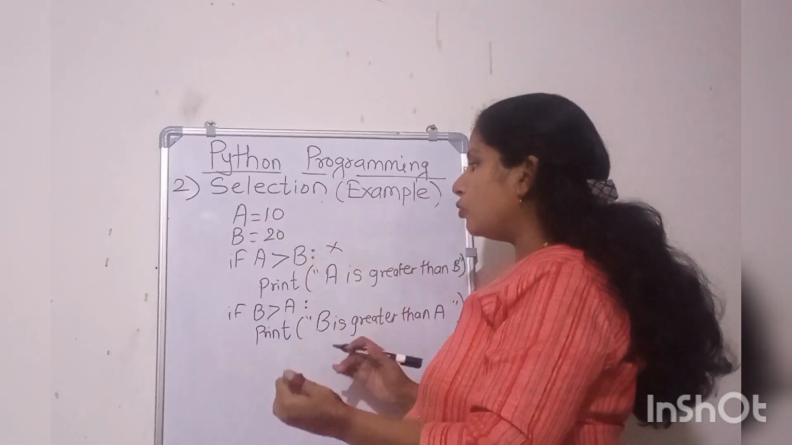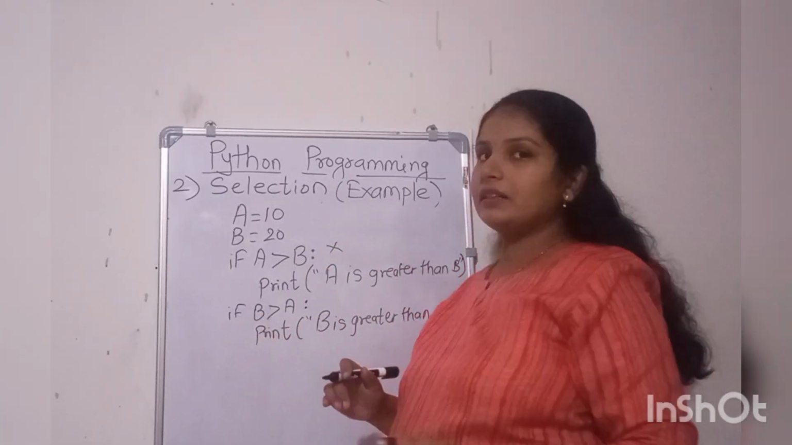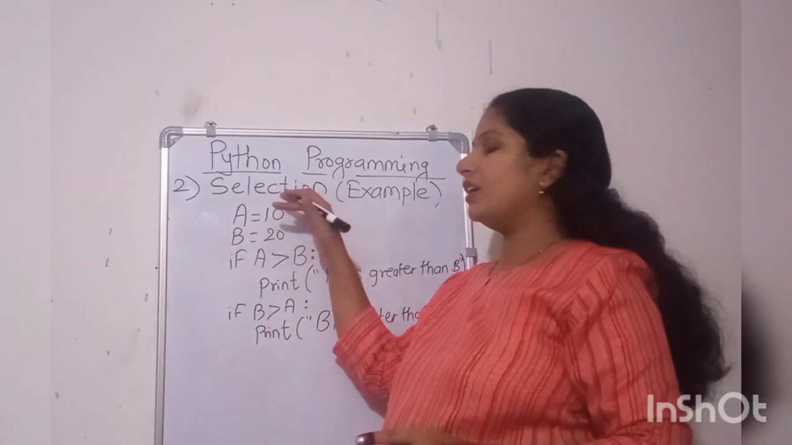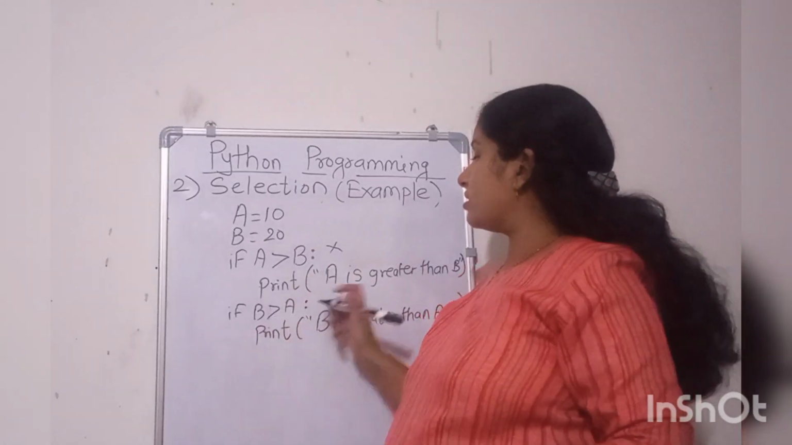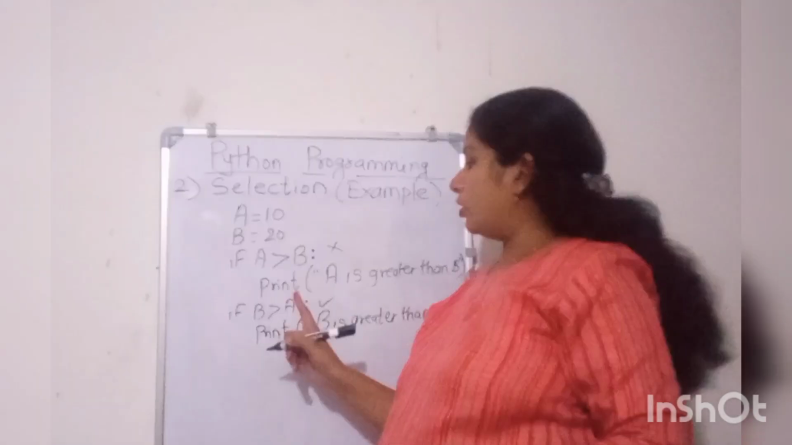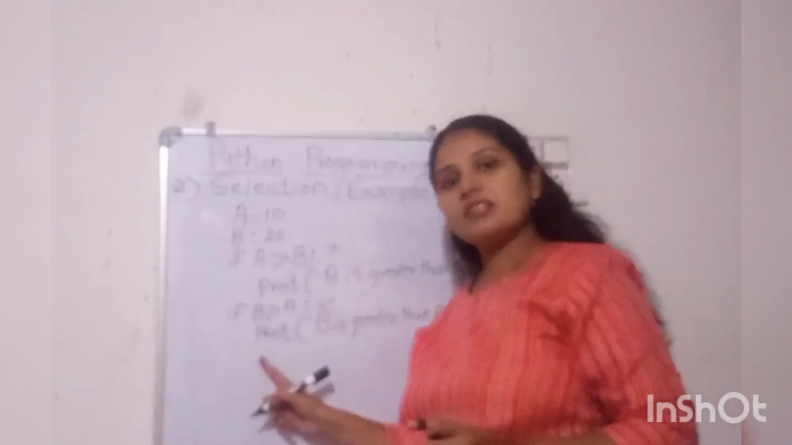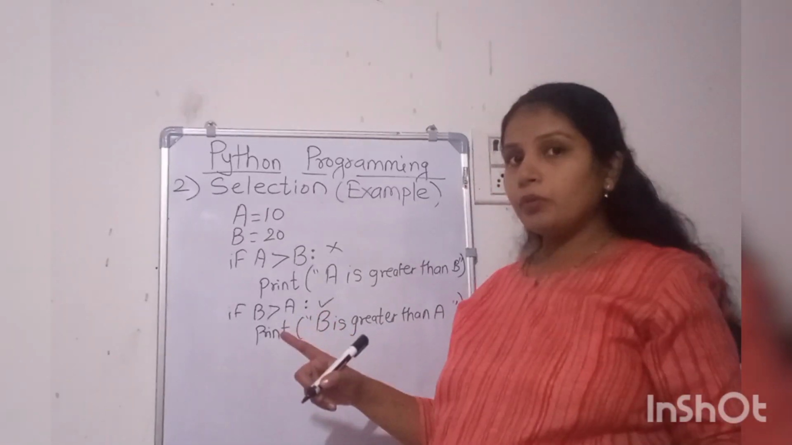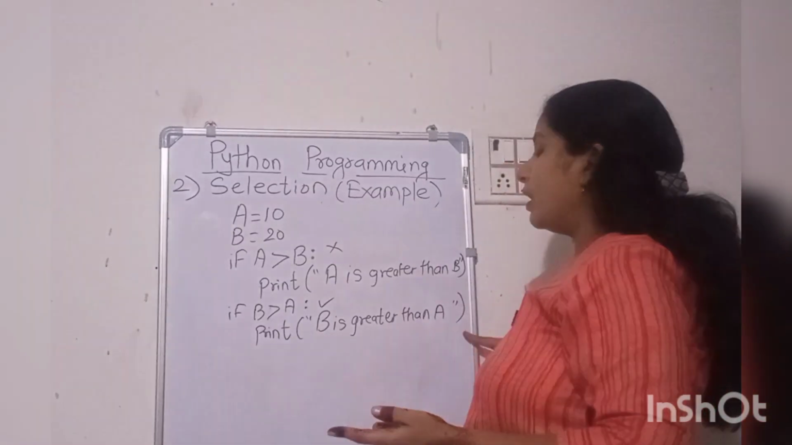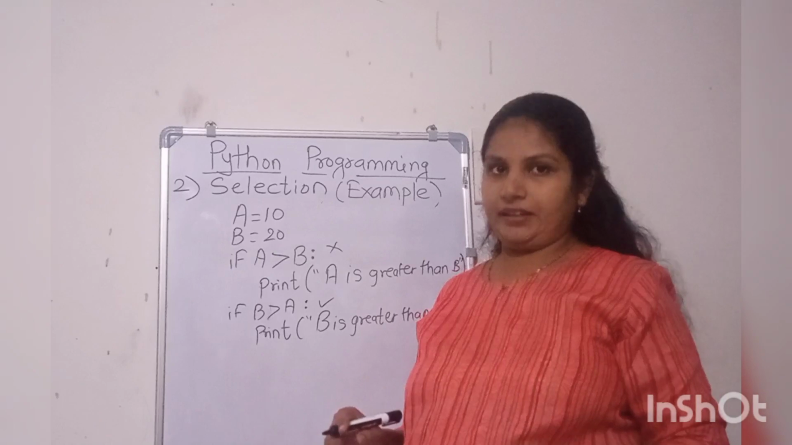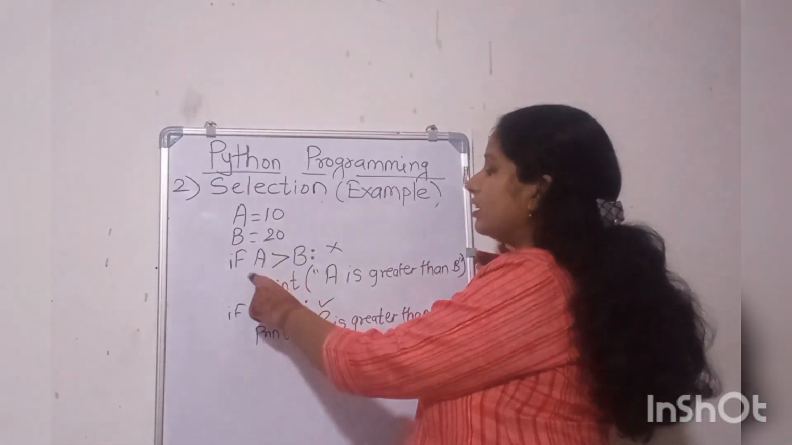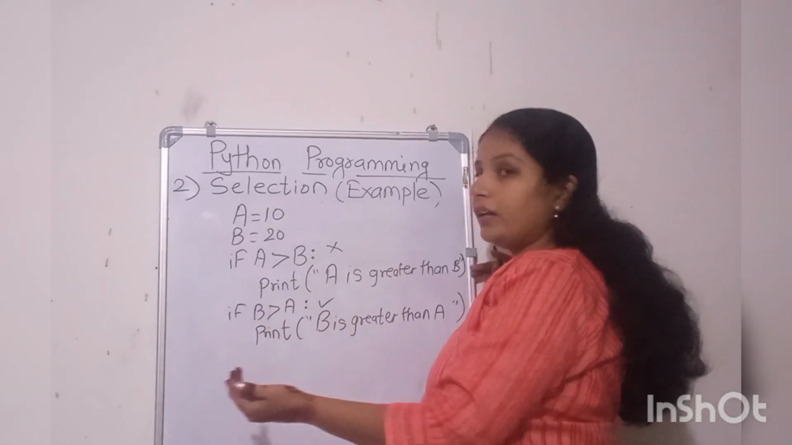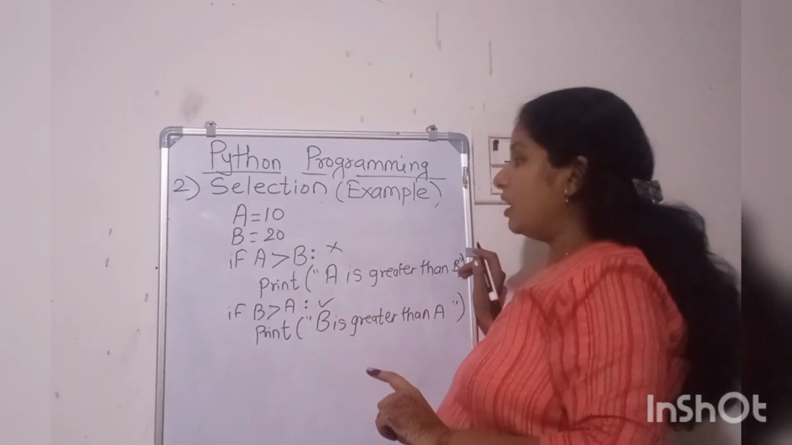Right? So you will move ahead and you will check the other condition, if B is greater than A. Now B is 20, A is 10. Yes, this condition is true. So you are going to select this action, you are going to select this statement, and in the output window your output will be B is greater than A. Okay, so these are the selection part. You are going to select based on the condition you are having.